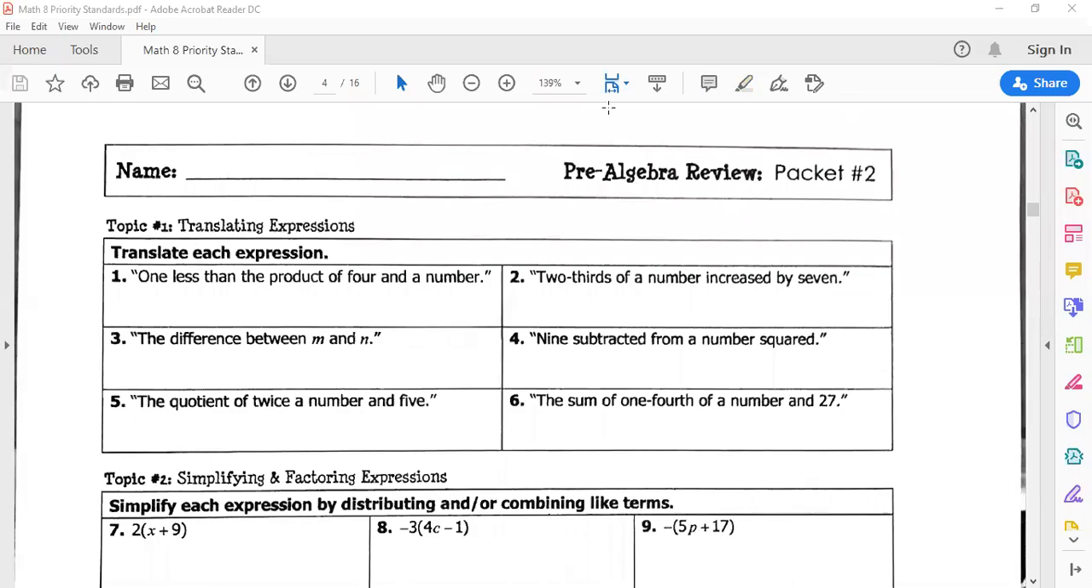All right, kids. So if you notice, where's my pen? There it is. We are here at review packet 2.